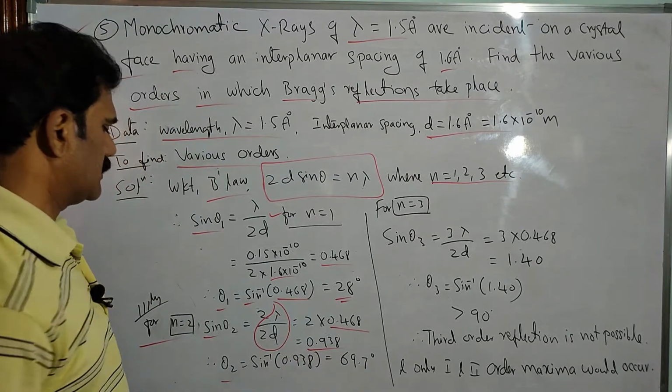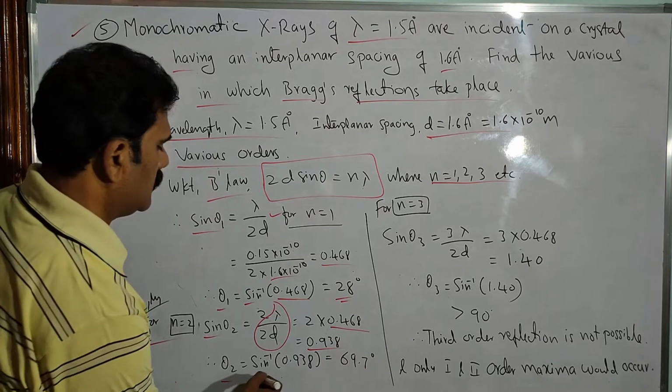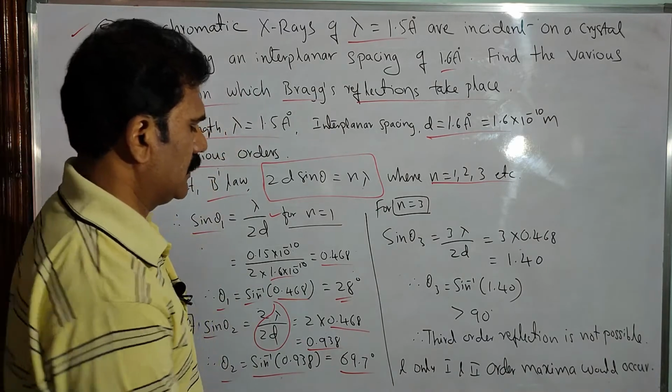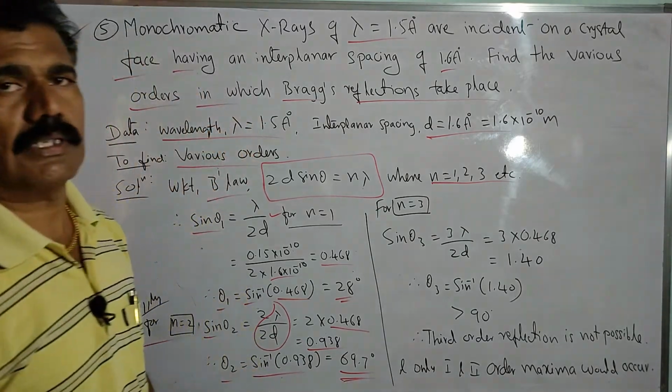So what is theta 2 now? Sin inverse of 0.938 is equal to 69.7 degree. Okay, so this is the second glancing angle.